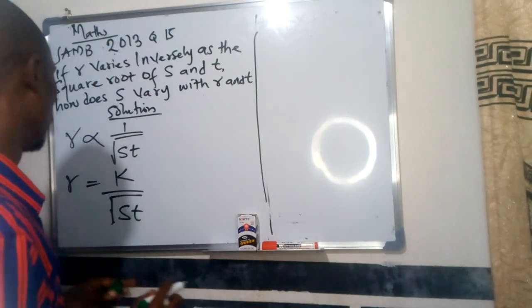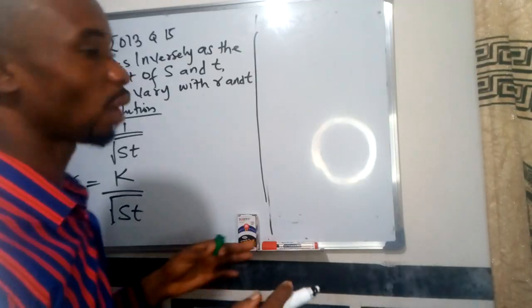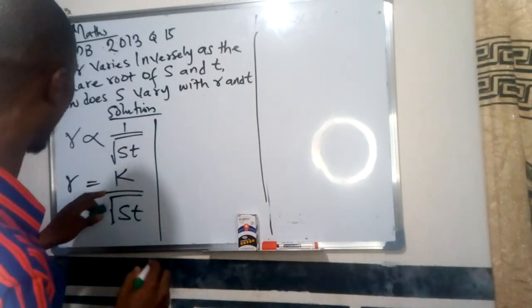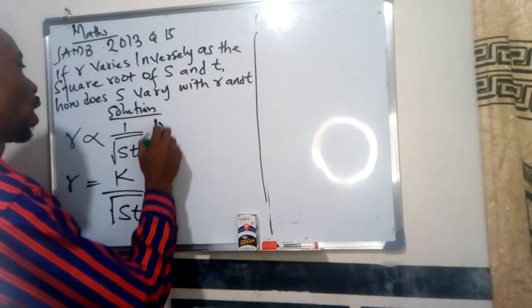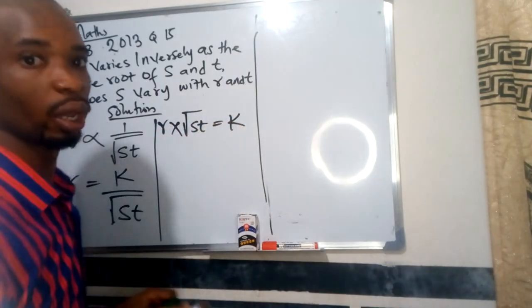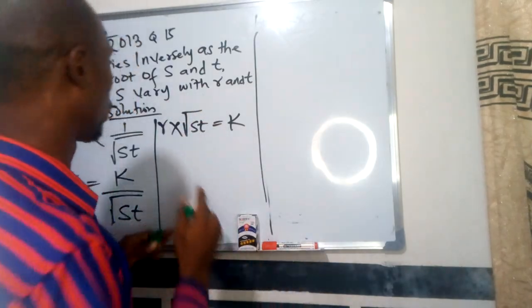Now they are saying, how does s vary with r and t? Quick one. Now let's cross multiply this. So we have r times the square root of st is equal to k. Now to remove this square root, you need to square both sides. So we're going to square both sides.